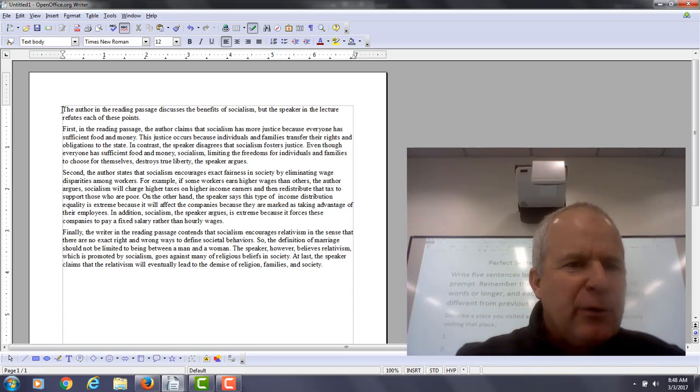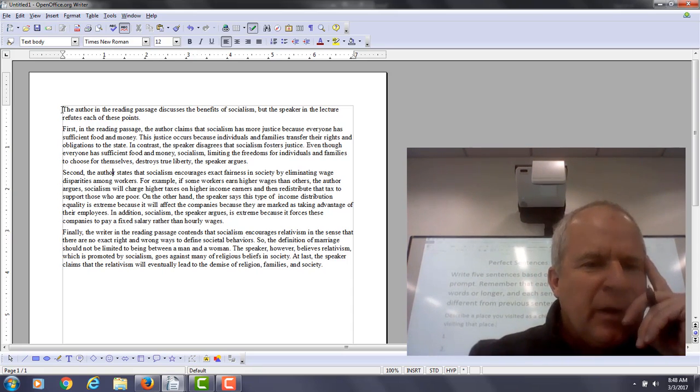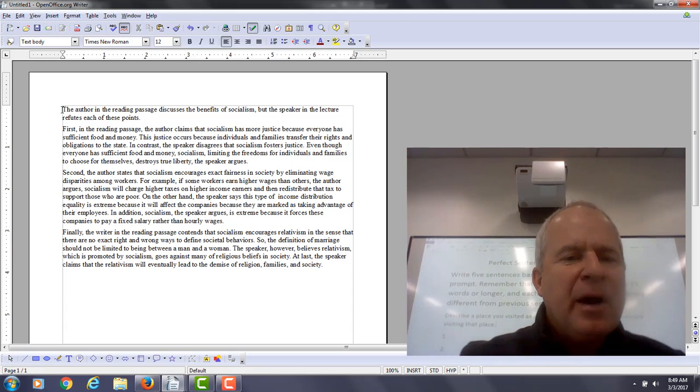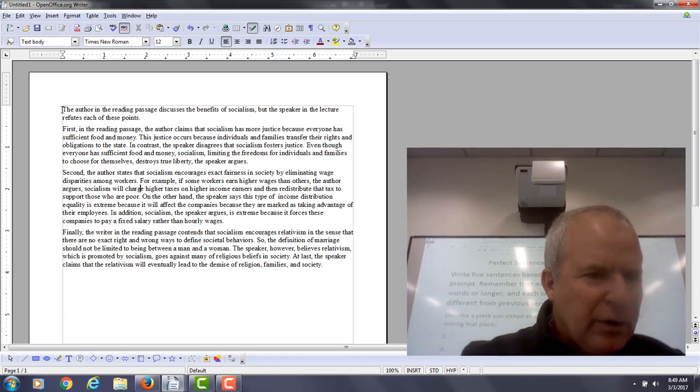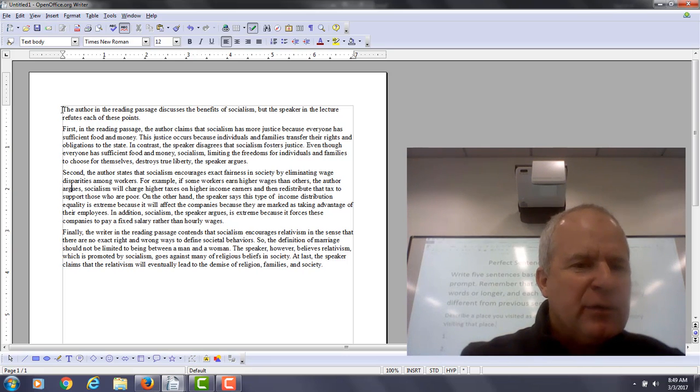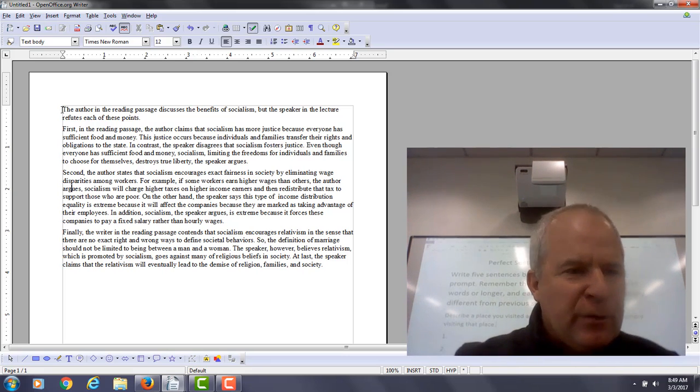In contrast, the speaker disagrees that socialism fosters justice. Even though everyone has sufficient food and money, socialism, limiting the freedoms for individuals and families to choose for themselves, destroys true liberty, the speaker argues. Second, the author states that socialism encourages exact fairness in society by eliminating wage disparities among workers. For example, if some workers earn higher wages than others, the author argues socialism will charge higher taxes on higher income earners and then redistribute that tax to support those who are poor.